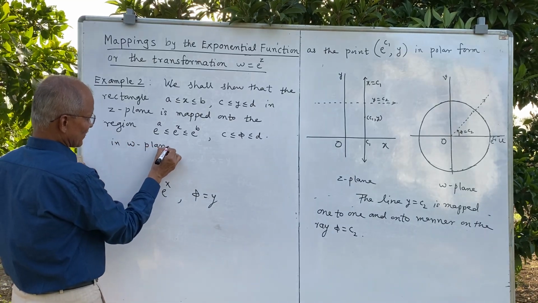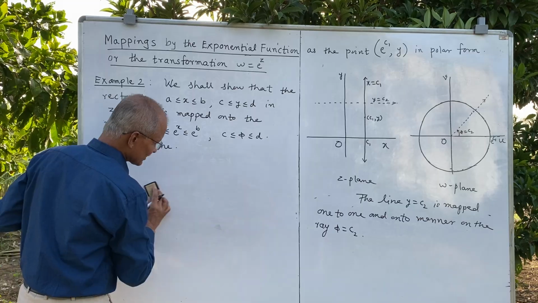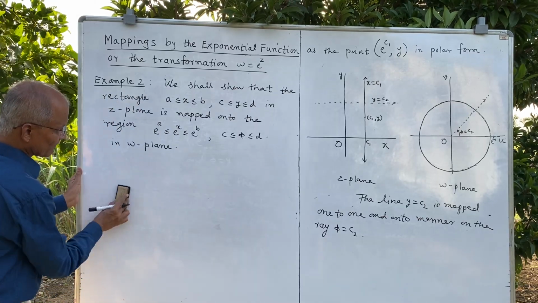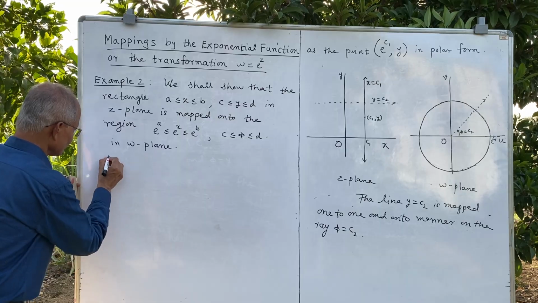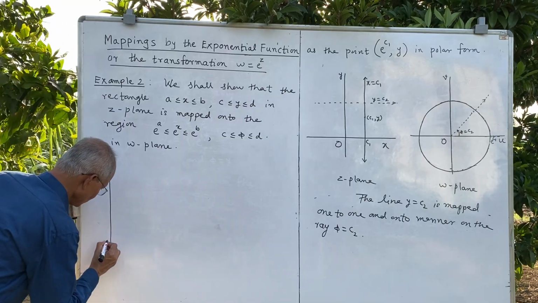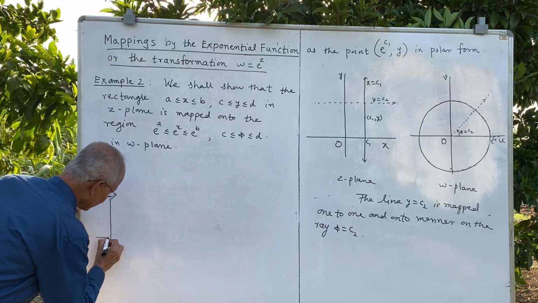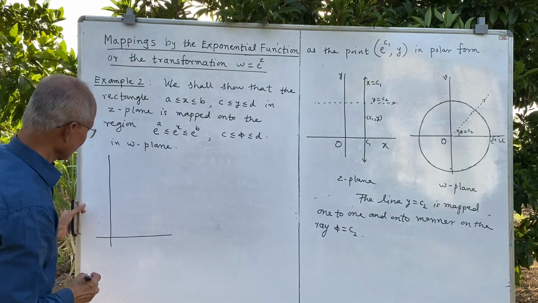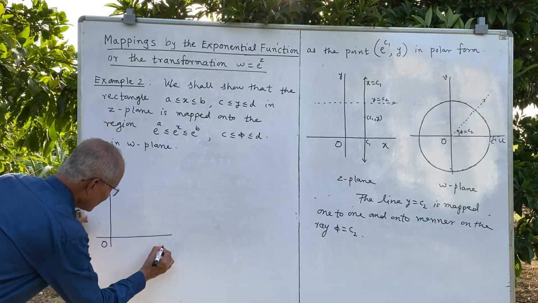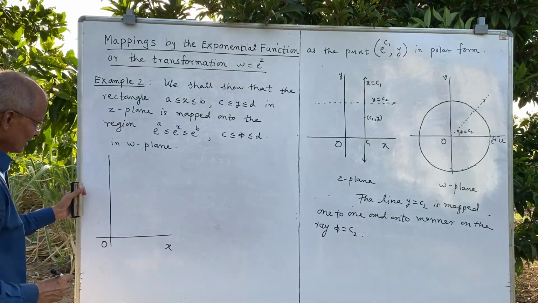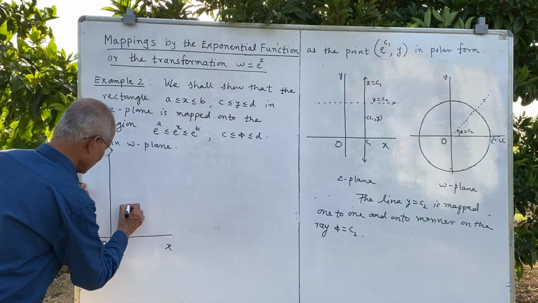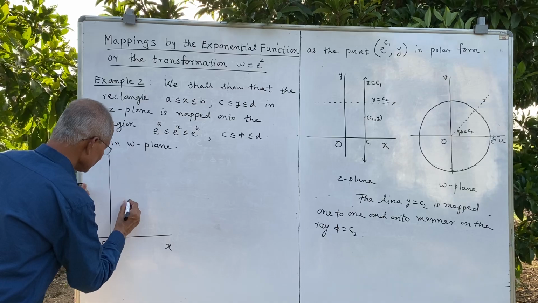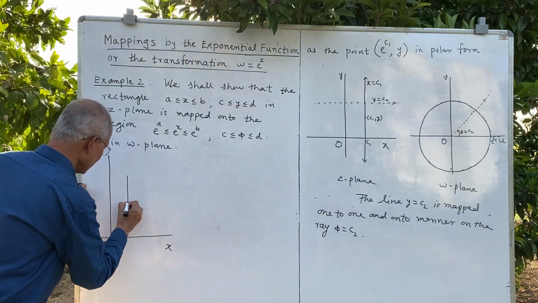This we shall show, and for this purpose we shall draw a figure. I shall draw the figure here. This is the Z plane, and you see the rectangle we shall consider is ABCD. Suppose this is the rectangle.